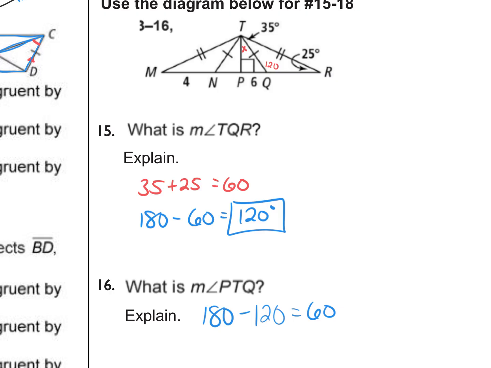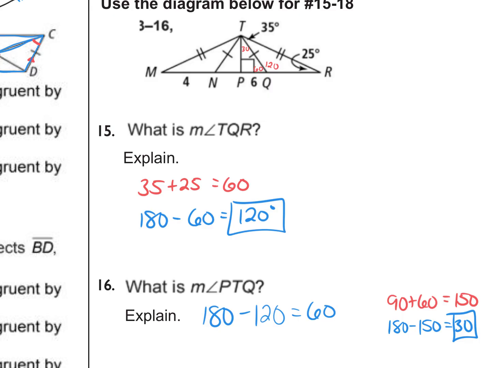When you find it, put it in the picture. Okay, now I know two angles, so I can find the third. How do I do that? 90 plus 60. Then 180 minus 150 is 30. Again, that's your number 16. Once you find it, what do you do with it? Mark it in the picture.